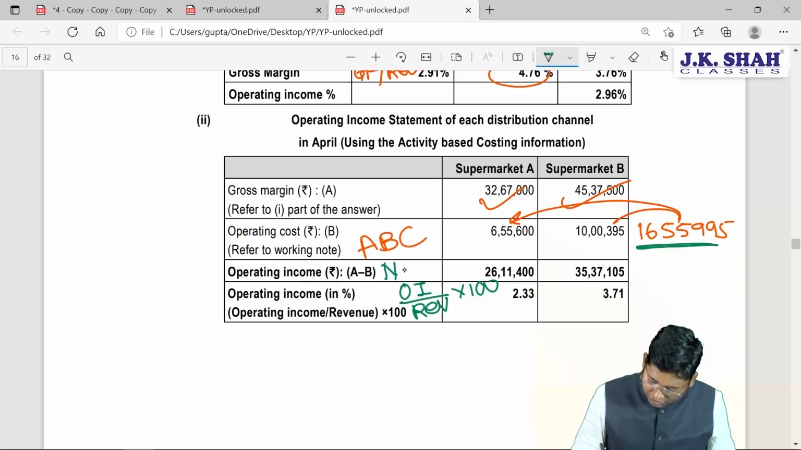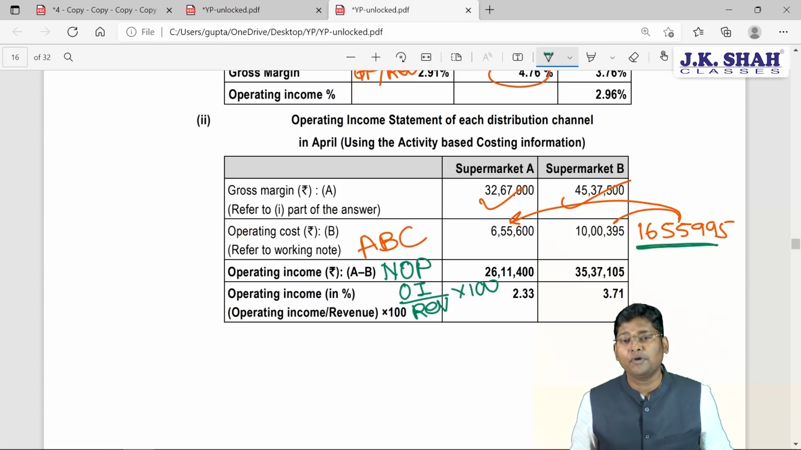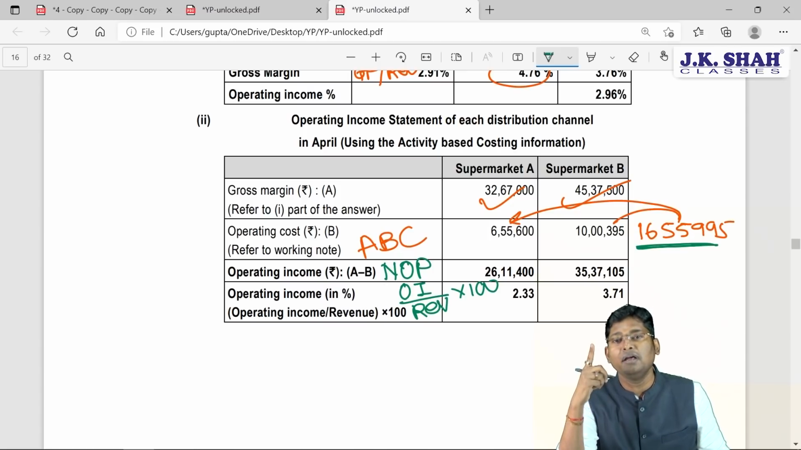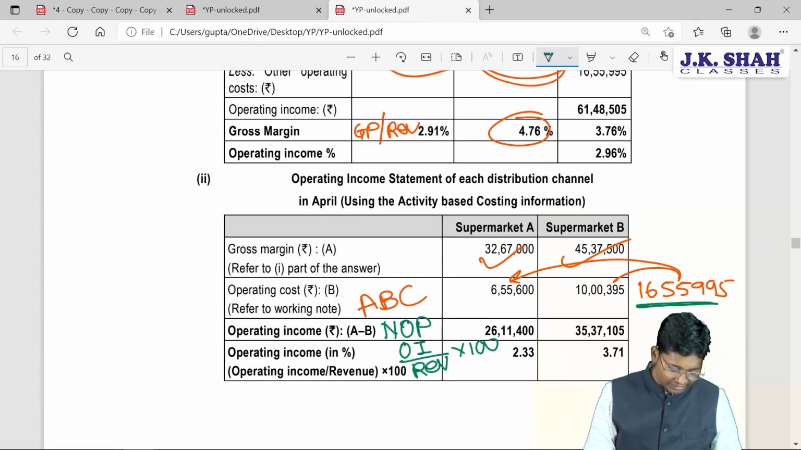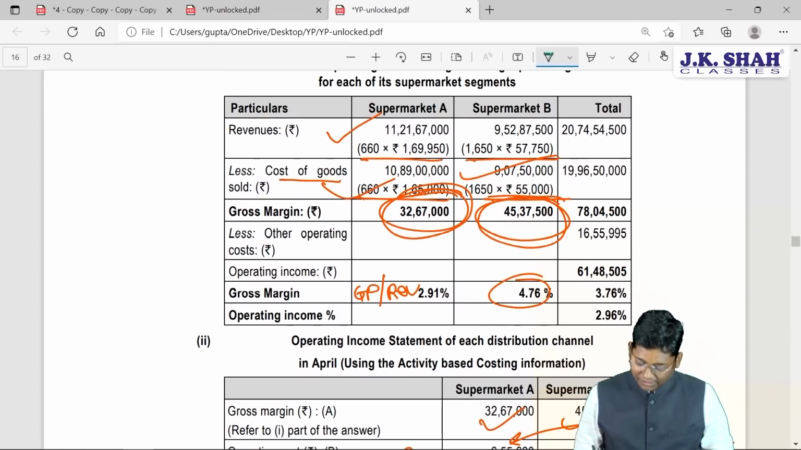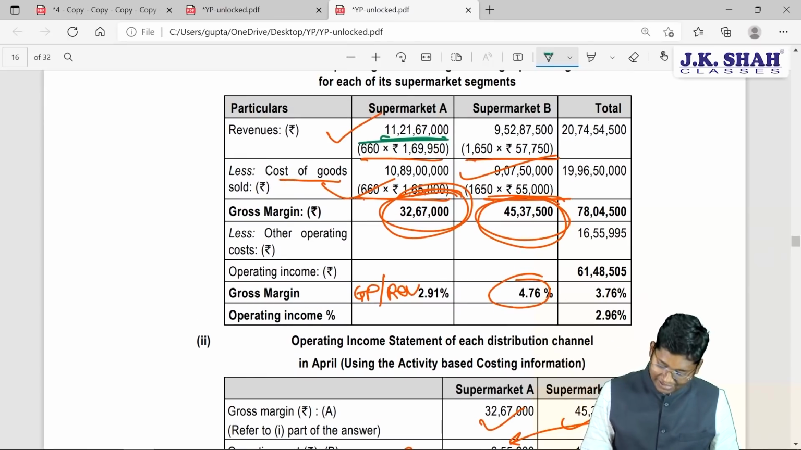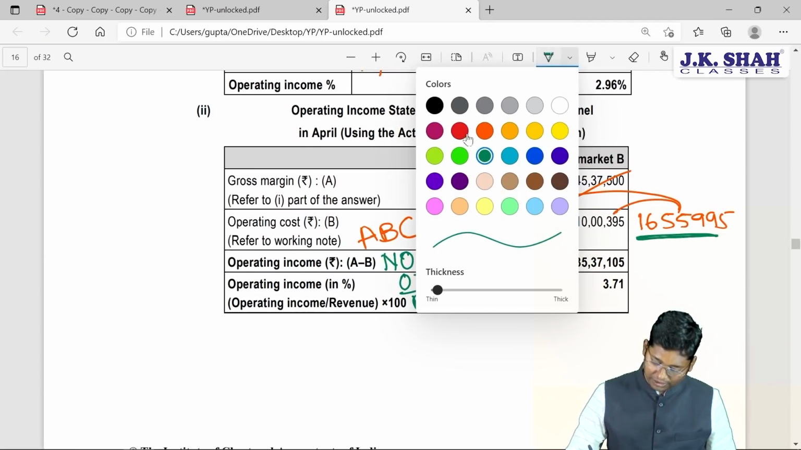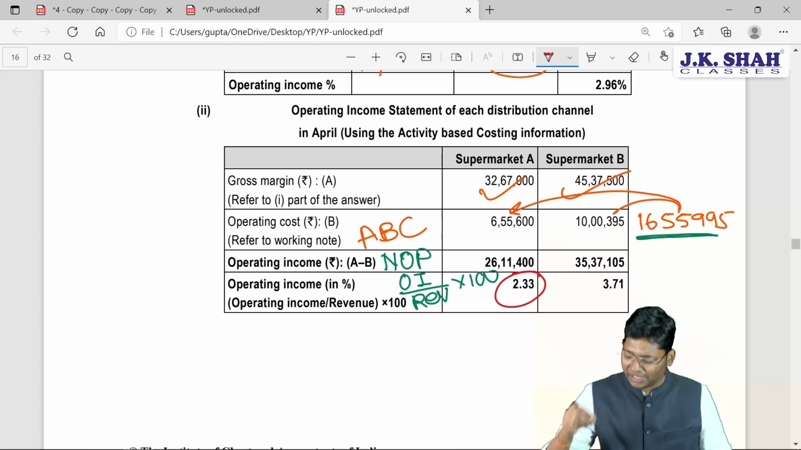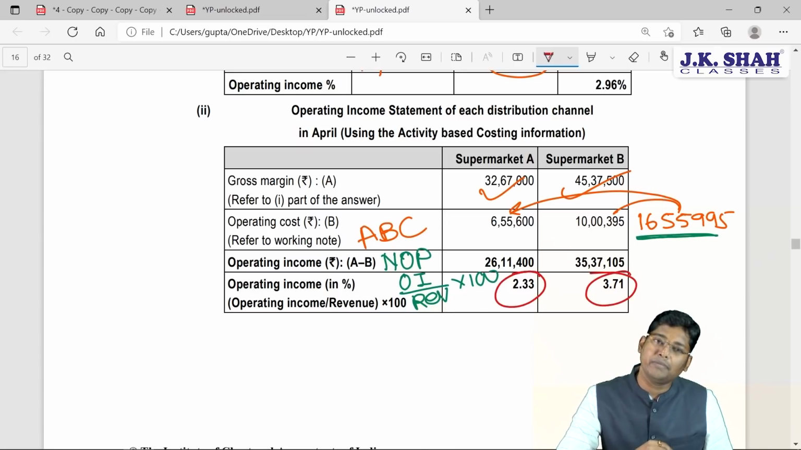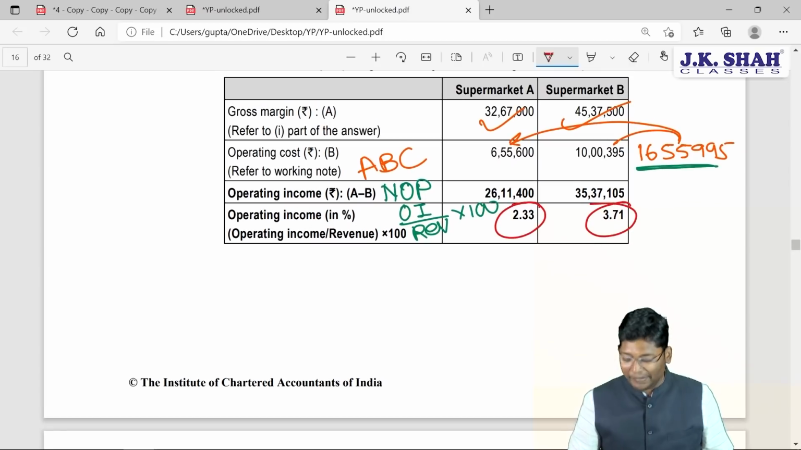Operating income margin is your net operating profit, and net operating profit margin calculation can be done by dividing this profit amount by your amount of net sale. So amount of your operating income 26 lakhs 11,400, when you divide it by your total revenue 11 lakh 21,067,000, and when you convert it into percentage form, you are going to get one answer, fractional value, which is rounded off and written over here 2.33%, and same method is used for ascertaining the operating income margin for supermarket B. So this is the end of your ABC discussion.